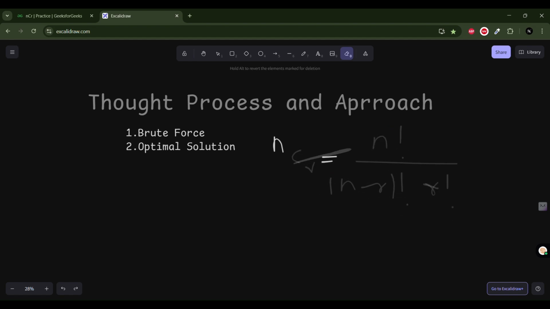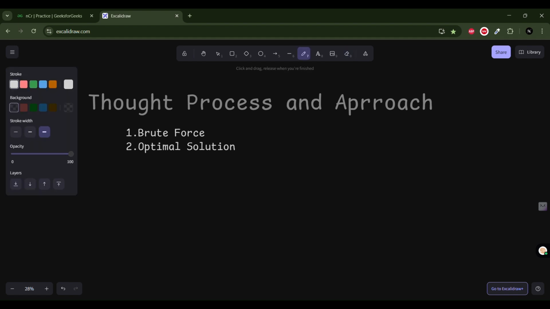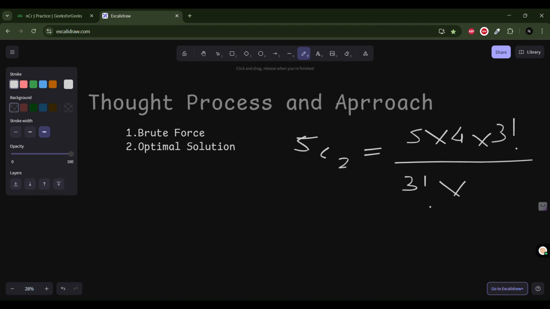So what can be the optimal approach? Let's see. We have to calculate nCr, so let's take 5C2. We are going to calculate 5 into 4 into 3 factorial, over 5 minus 2, which is 3 factorial, and 2 factorial. We are going to expand n only this much, only r times, which means we have to run the loop only r times.